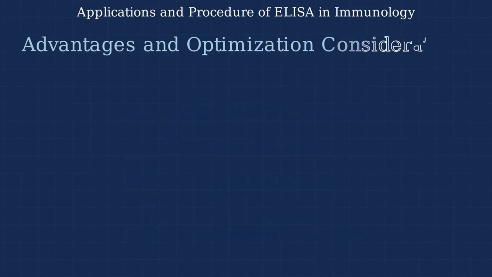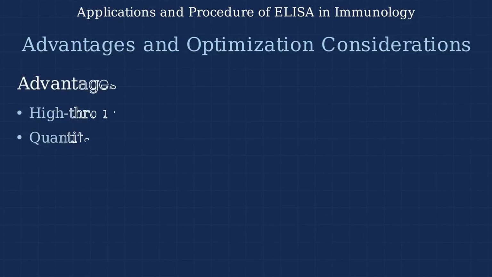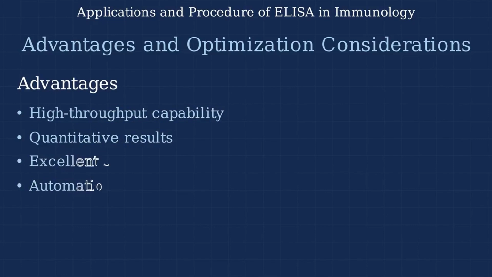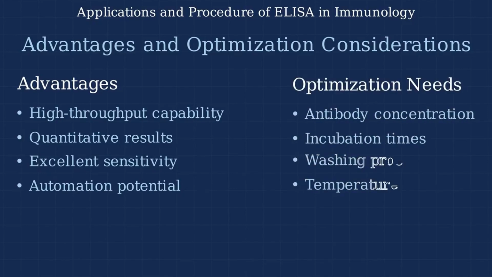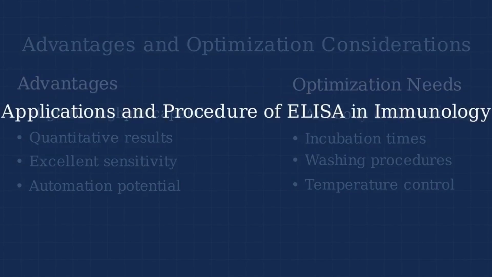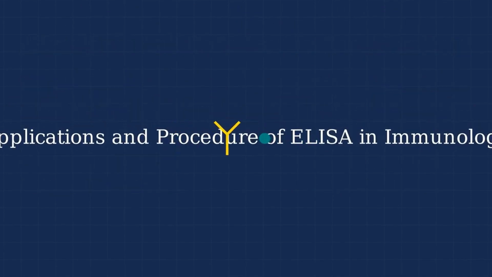ELISA offers several important advantages while requiring careful optimization. Its advantages include high throughput capability, allowing testing of many samples simultaneously, and providing quantitative results that can be precisely measured. However, ELISA requires careful optimization of several parameters to ensure accuracy and reproducibility. ELISA's wide range of applications and well-established procedure make it an invaluable tool in immunological research and clinical diagnostics.